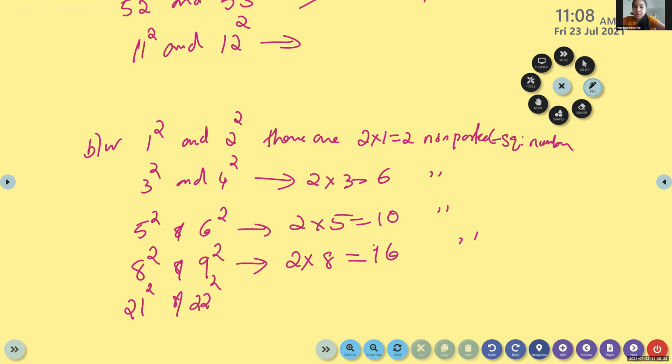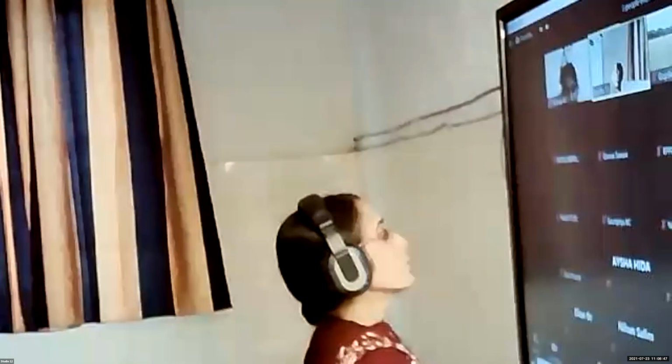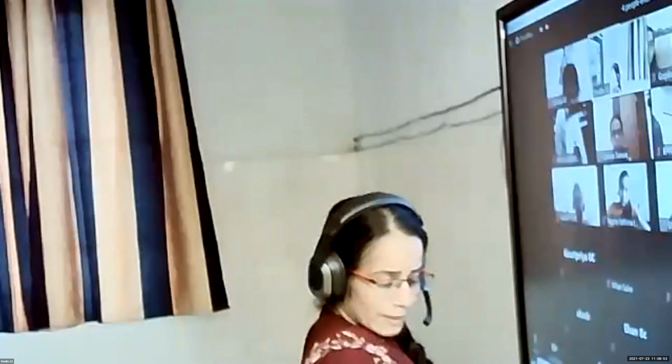So Nasreen, how many non-perfect square numbers are there between 21 square and 22 square? 42. Correct. How did you get it? Ma'am, 21 into 2. Very good, 2 into 21. Children, did you understand how to find non-square numbers between two square numbers? Okay, we will write it next.